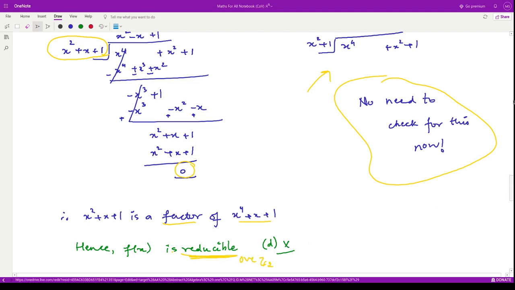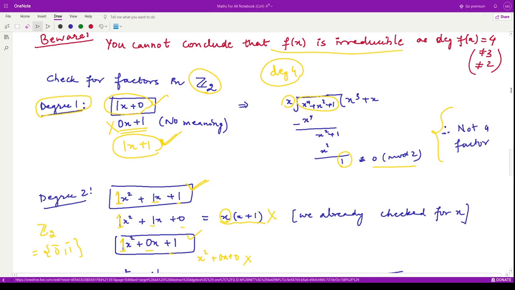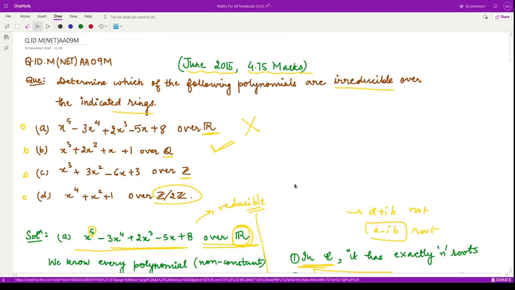So the only correct options are, let us have a look. This is only B and C. This is the incorrect option. This was the correct option, right? So the correct options are B and C.